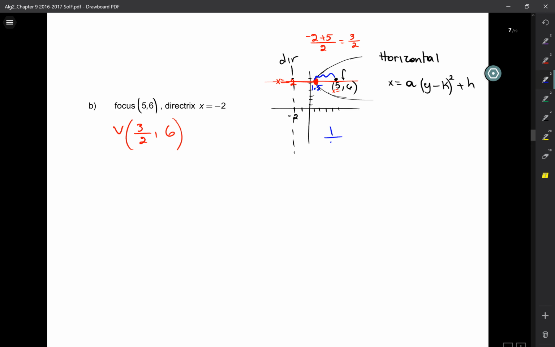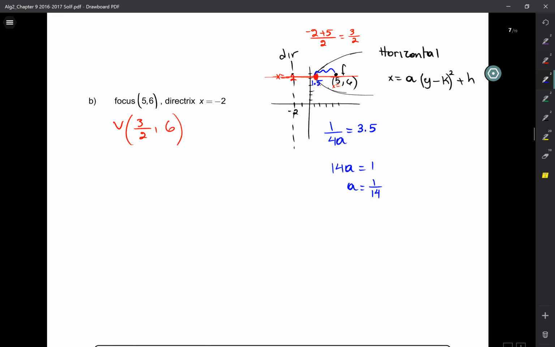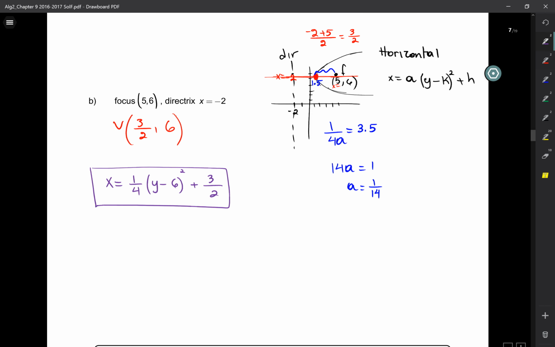So 1 over 4a is equal to 3.5. All right? So cross-multiplying, 4 times 3.5 is what? 2 times 3.5 is 7. So it's 14a is equal to 1. a is equal to 1 over 14. Okay? So the equation then is going to be x equals 1 over 14 (y minus 6) squared plus 3 over 2. And that's how we do it, okay?